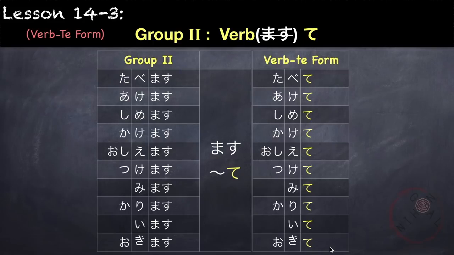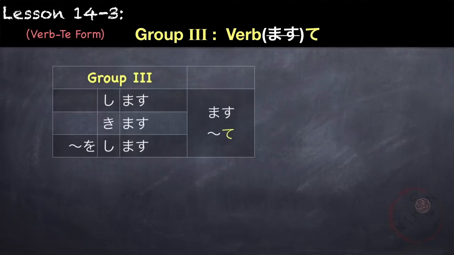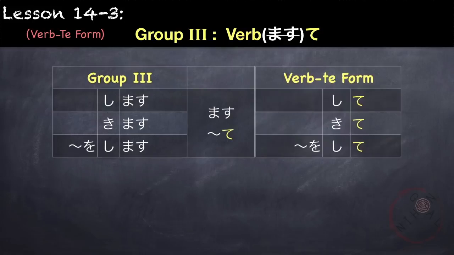Okimasu becomes okite. And lastly, how to form the te form of the verb from group 3. Like I said, we only have 2 verbs in this group, and those are shimasu and kimasu. Just like in group 2, we only change masu to te. Just like so. Shimasu becomes shite. Kimasu becomes kite. For example, nani nani o shite.